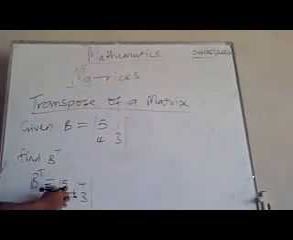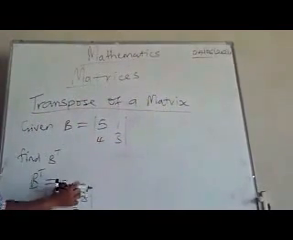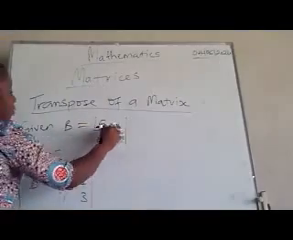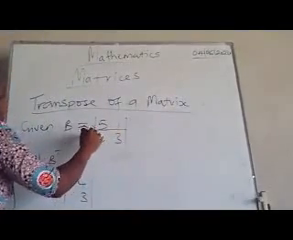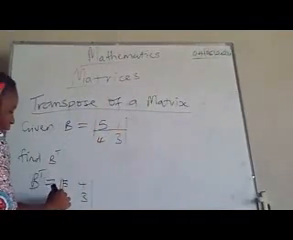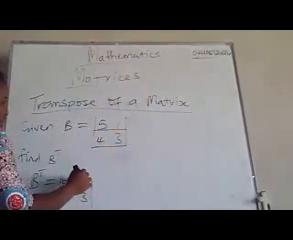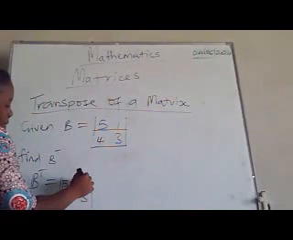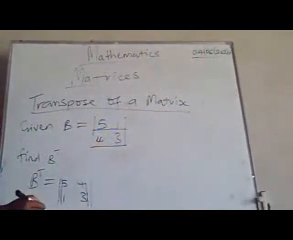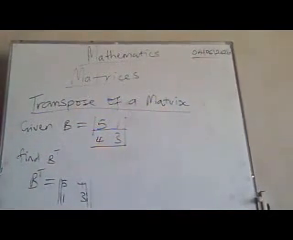5, 1, 4, 3. The first row has been changed into the first column. The second row now interchanged to our second column. So it's simply the changing of rows to columns. Let us solve one example under this.